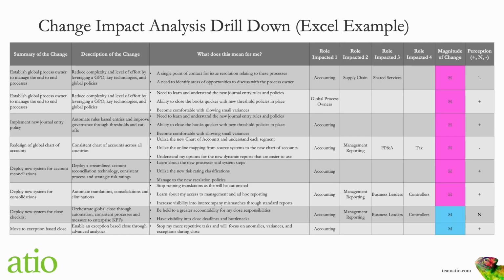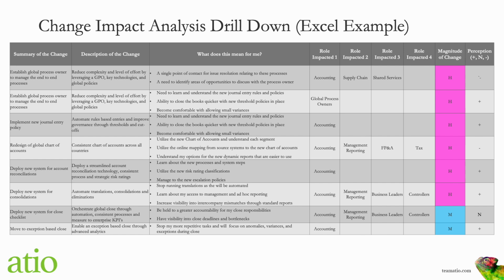This slide shows a further drill down to the last slide that was at a summary level for a single project or process. And now we're looking at the Excel details that would support that summary. You can see here the first 2 columns summarize the change and give a little description of that change. And the 3rd column is the one that is most important, and that is, what does this mean for me? And what we're describing here is actually the change impact on the roles to the right of that impact. After that, we've got the magnitude of change for those roles and the perception, once again, for those roles.